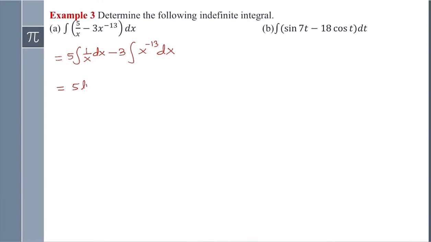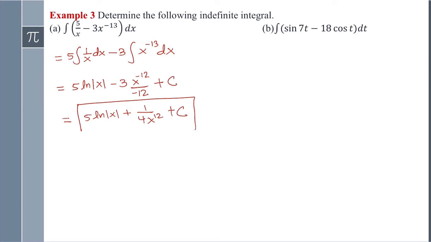So natural log of absolute value of x minus 3 times, the integral of x to the negative 13 is x to the negative 13 plus 1, which is negative 12, divided by negative 12, plus c. Okay, and that becomes 5 natural log of x. So 3 over 12 is 1/4, and that's going to be positive. Then we can put this in the denominator and make it positive. So this is 1 over 4x to the 12 plus c. So this is the integral.